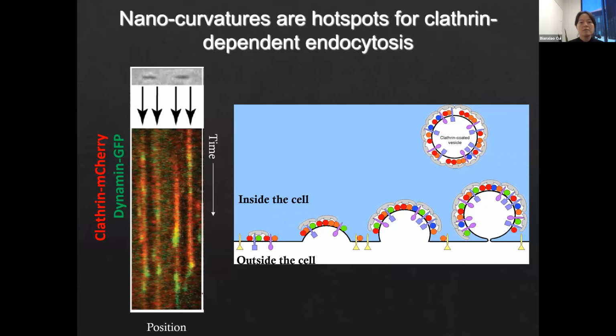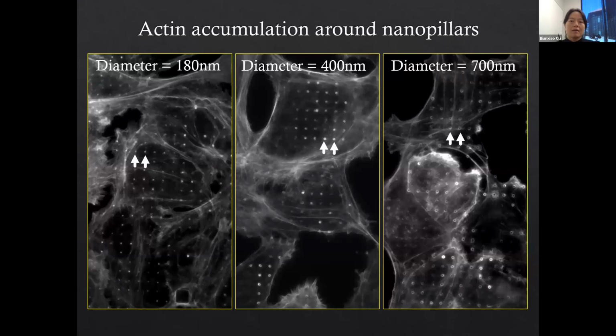And those highly curved membrane locations are not static. Those proteins will come and go. It's a typical Clathrin first accumulation and then Dynamin comes in to finish an endocytosis process. This is a typical Clathrin-dependent endocytosis. So they are not just recruiting proteins, they are actually activating the entire process. Okay, so that's the first cellular process.